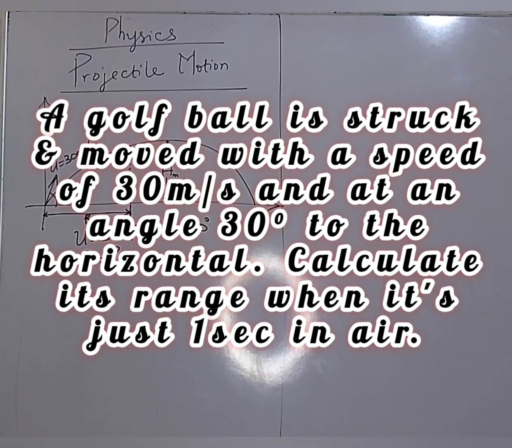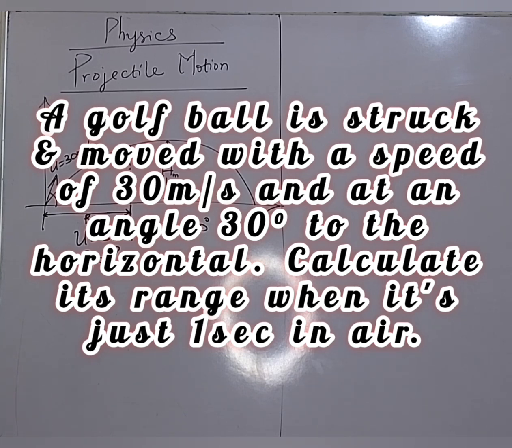This time, looking at the question on the screen, it says a golf ball is struck and moved with a speed of 30 meters per second and at an angle of 30 degrees to the horizontal. Calculate its range when it is just 1 second in air.